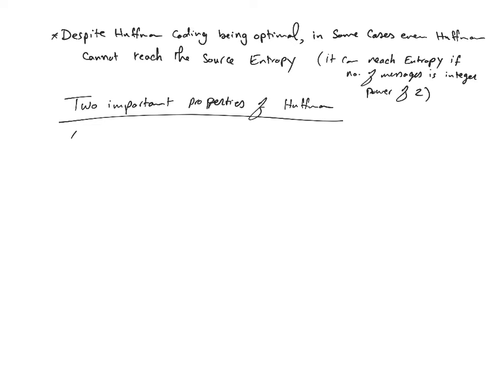Now, there are two important properties of Huffman. The first one is that it is optimal. You can't do better. Regardless of what coding method you use for lossless source coding, you cannot do better than Huffman. So that's the first property, and we mentioned it already since last time. The second one is that it is instantaneous.